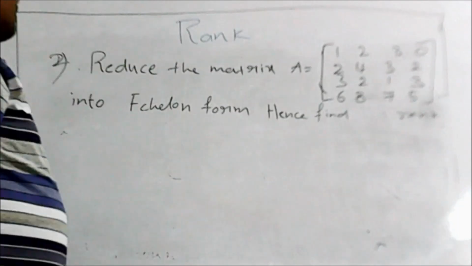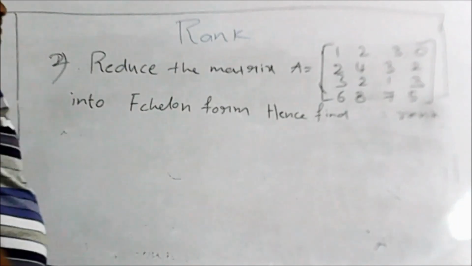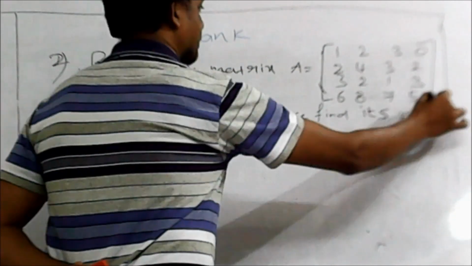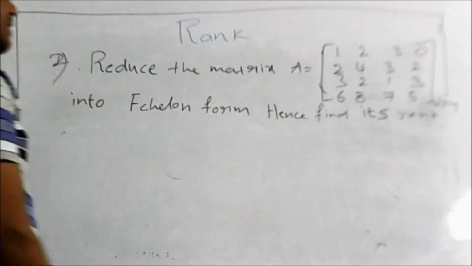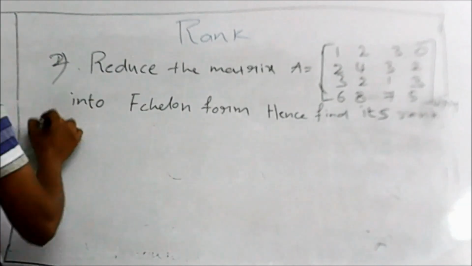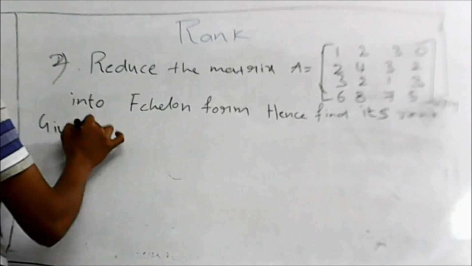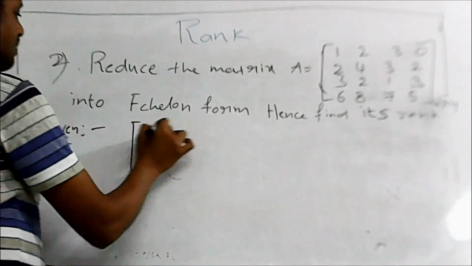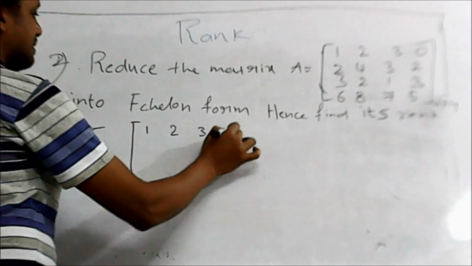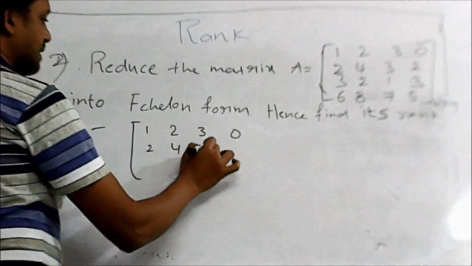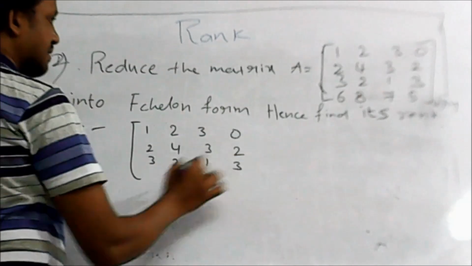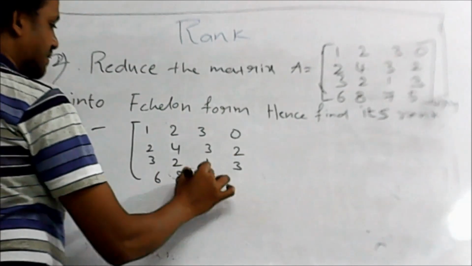Reduce the given matrix into row echelon form and hence find its rank. You need to find the rank of a 4 cross 4 matrix. Given solution: A is equal to 1, 2, 3, 0; 2, 4, 3, 2; 3, 2, 1, 3; 6, 8, 7, 5.